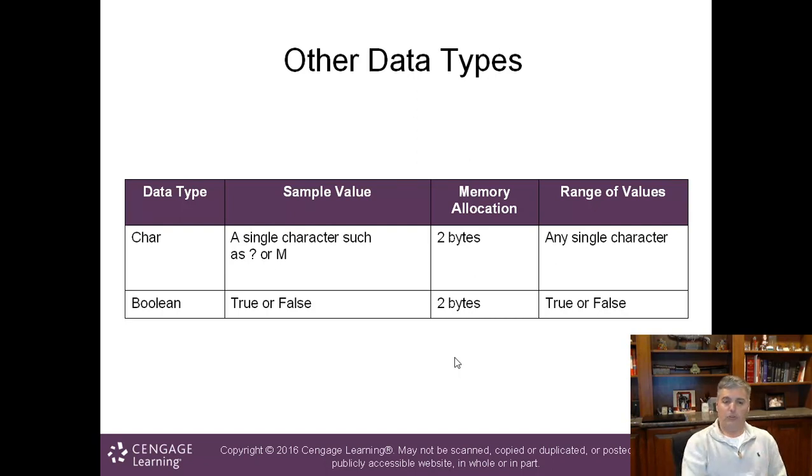I'll go through some of the other data types we have in the subsequent slides. There's a lot of different data types, and you want to think about which ones are out there and which is the proper one to use for the particular situation. We have a char data type, a single character such as a question mark or M, taking 2 bytes of memory. The Boolean data type is a true or false value. There are a lot of situations where you'll want to use Booleans. We're going to be using that in a few chapters down for checking that the users entered proper values in our programs, but you don't have to worry about that yet.